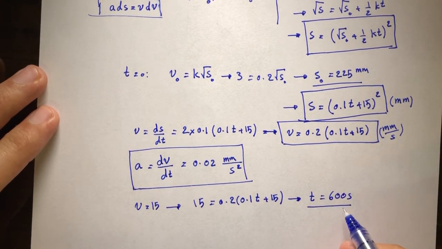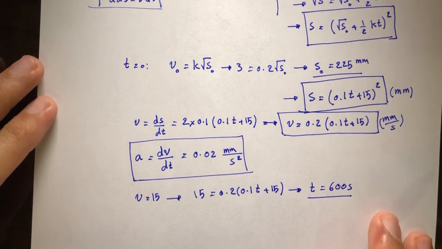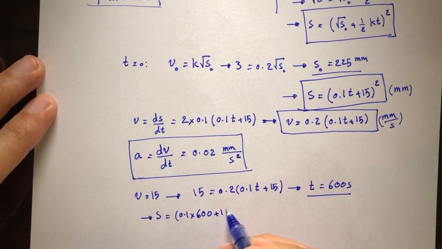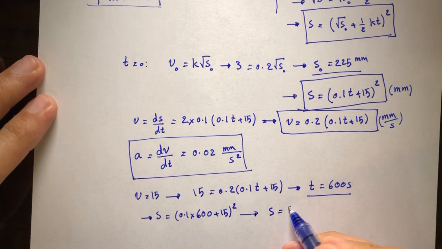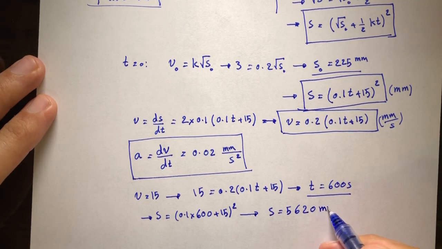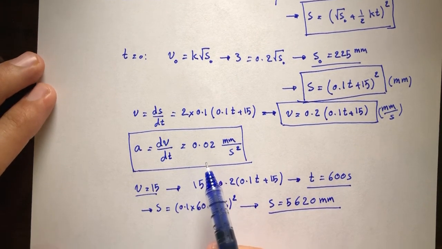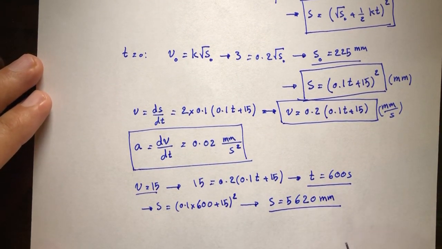Okay. So after finding the time, I can put it in the position equation. Position is going to be (0.1 times 600 plus 15) squared. So s is going to be equal to 5620 millimeter. So when the velocity is equal to 15, time is going to be this, position is going to be this, velocity is going to be 15 itself, and acceleration is constant all the time. So acceleration is going to be 0.02 millimeter per second squared.